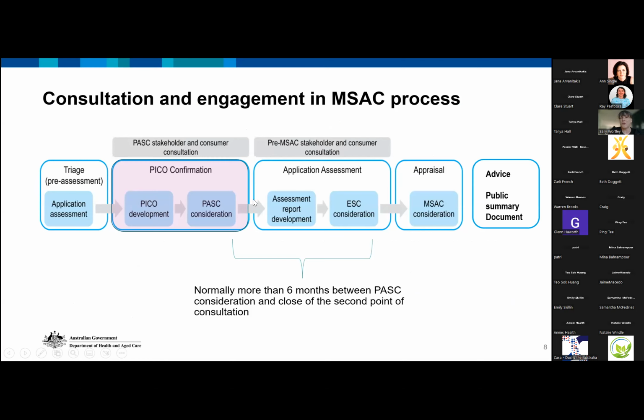So as I said, there's two main chunks of consultation. There's the PICO consultation that happens prior to the PASC meeting. And there's the consultation that occurs prior to the MSAC meeting. And there's normally more than 6 months between these meetings, so quite a substantial period of time. So there are opportunities between these periods to collect additional evidence. So while at the stage of the PASC consultation, it might be focused on elements of PICO, there are opportunities to collect additional information before it's considered at MSAC.